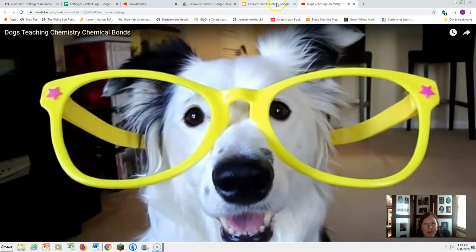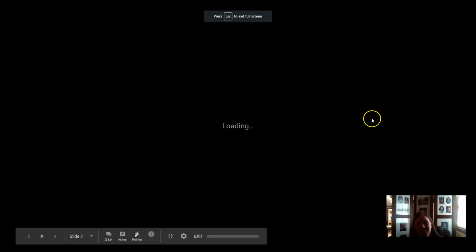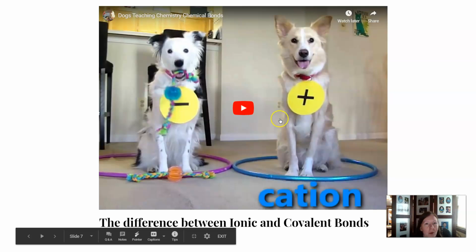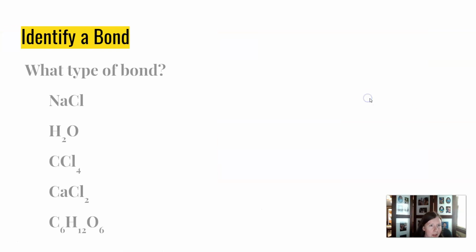So I love those dogs. They're so cute. All right. So as the dog showed, when you've got that transfer, one dog takes the chew toy, which is representative of an electron, and takes it to himself. And then when we're looking at covalent bonds, the dogs are sharing. So it's a little bit different thing. Let's go to the next slide.